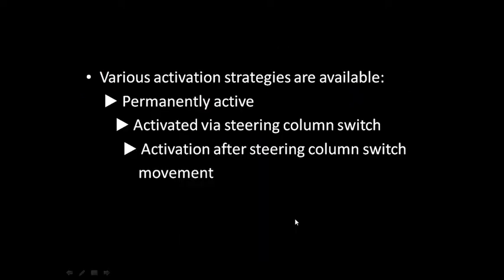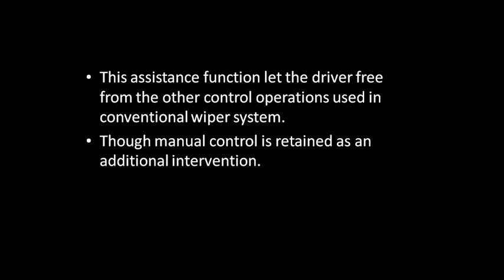Next, we are going to talk about the various activation functions. What are the activation strategies? The activation strategies are permanently active, activated via steering column, and activated after steering column. Next, how is this assistance helping our driver? This assistant function lets the driver be free from all the control operations. The conventional wiper system is still available, but the driver may prefer the automatic condition so that they are free from all the control operations. But we can still say that manual control is still available as an additional intervention.